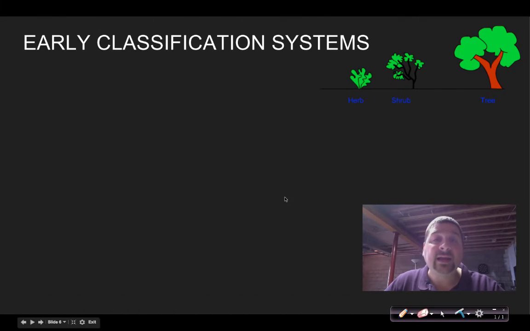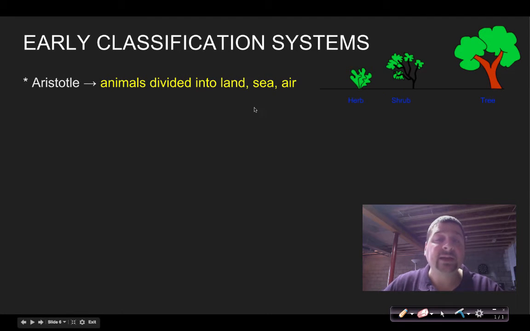Some of the early classification systems, one of the first ones was Aristotle, way back in ancient Greece, sitting around with their togas, thinking about the world around them. Aristotle took the animals and divided them into the animals that live on land, the animals that live in the ocean, and the animals that are flying around in the air.